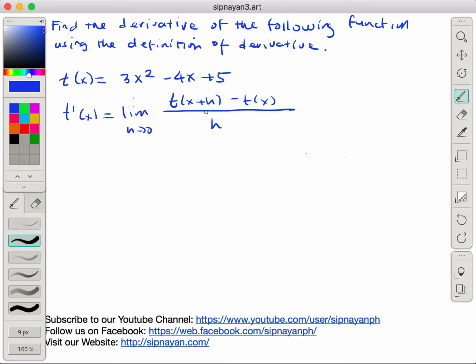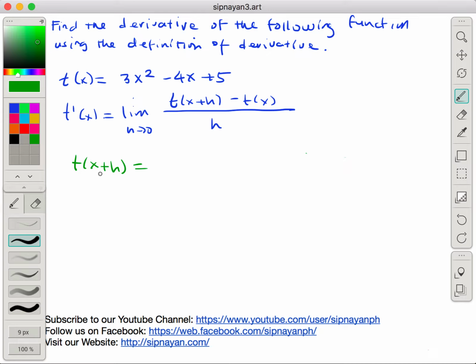And kukunin natin yung t of x plus h, para ma-substitute natin later dito. Ano ba ginagawa natin pag t of 3? O t of 2, kunwari. Diba? 3 times 2 quantity squared minus 4 times 2. So, yung 2 dito, sinasubstitute natin lahat ng x dito, di ba? Pag negative 1, lahat ng x dito papalitan natin ng negative 1. Kaya ganun mag-evaluate ng function.